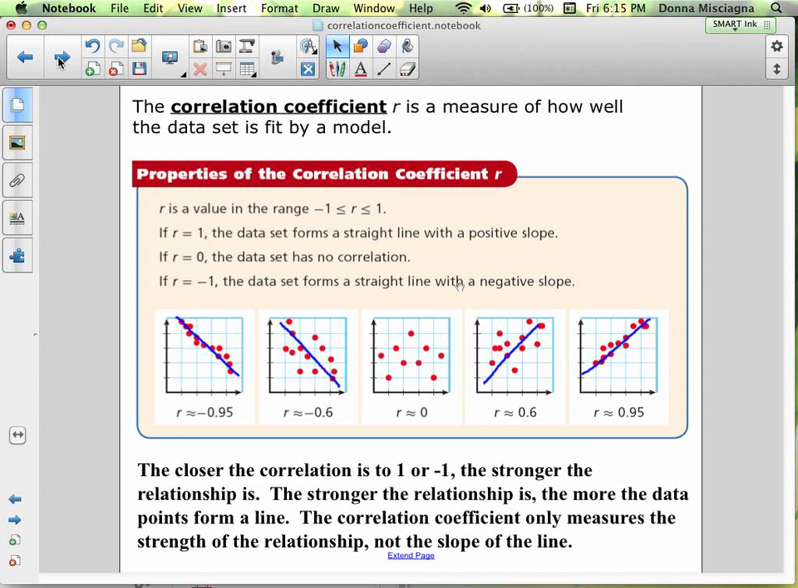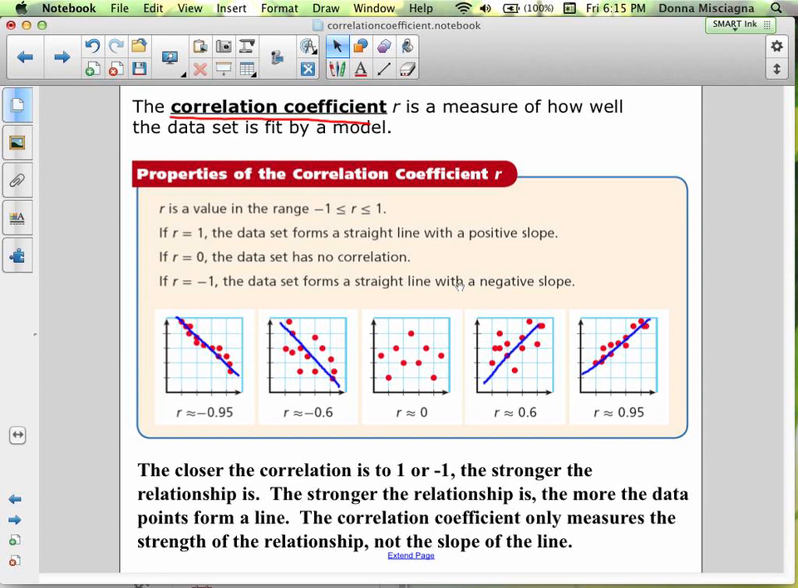All right, so there's your second vocabulary word. The correlation coefficient, R, is a measure of how well the data set is fit by a model. So this is your second vocabulary word that you need to add to your notes. And you have this in your notes as well. Properties of the correlation coefficient R.